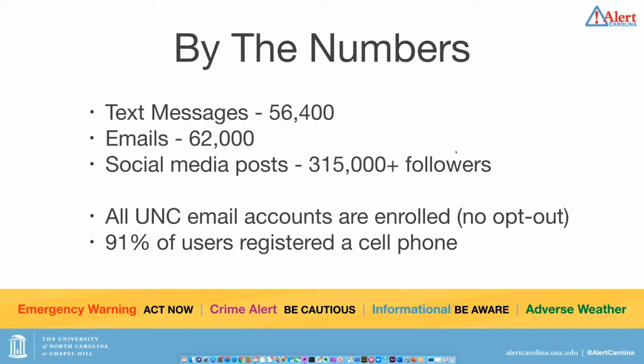So why do we have 62,000 emails subscribed to the system? Well, that's because we don't give our students, faculty, or staff the ability to opt out. So if you have a UNC email account, and everyone should to conduct university business, you're automatically opted into our alert notification system. We do give the ability to voluntarily opt in or out for text messages, but we're really proud of the fact that we have more than 91% of our users that have provided a cell phone.